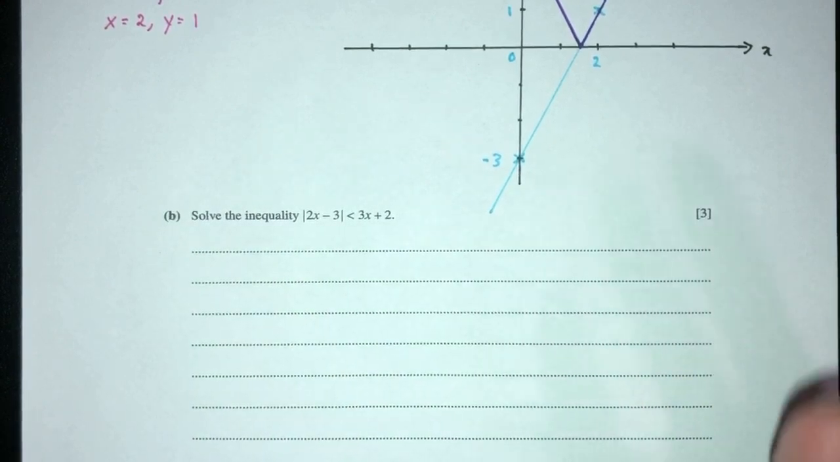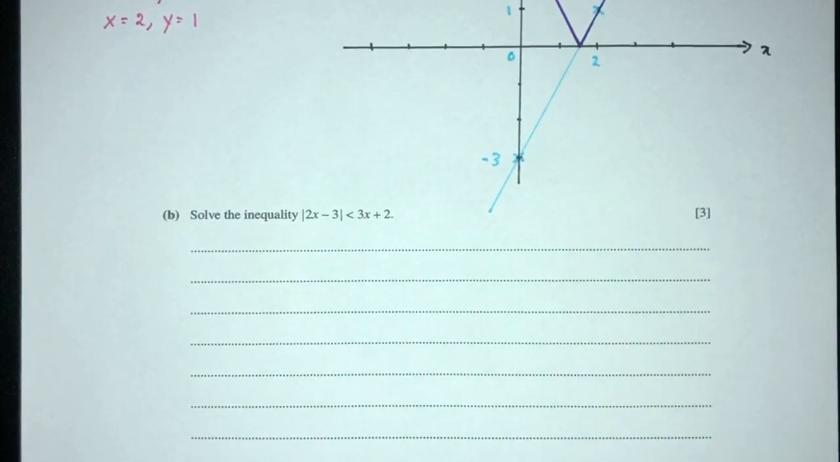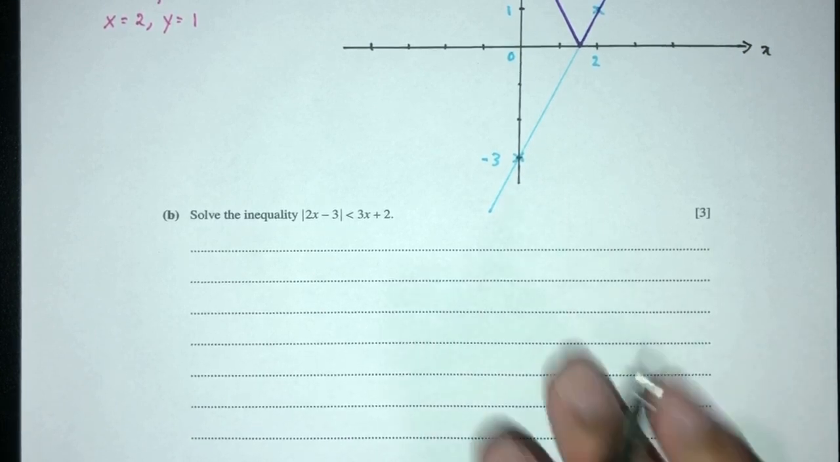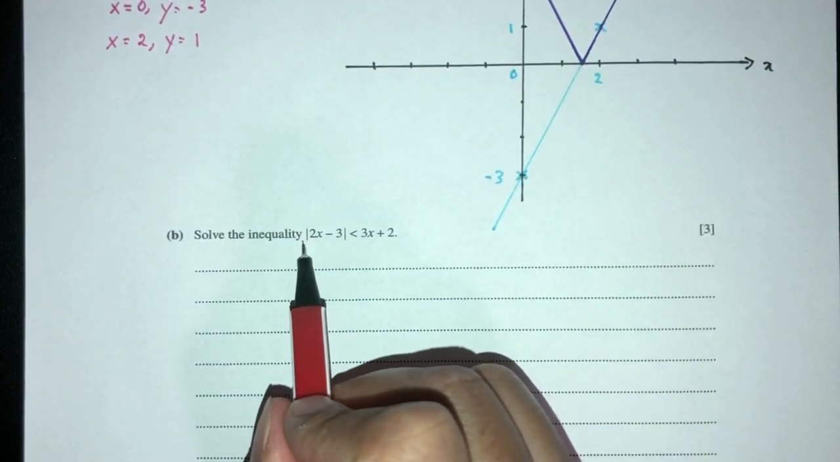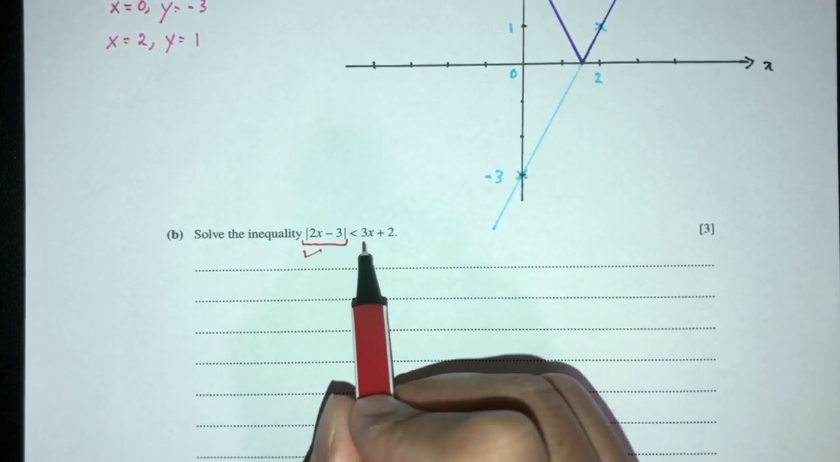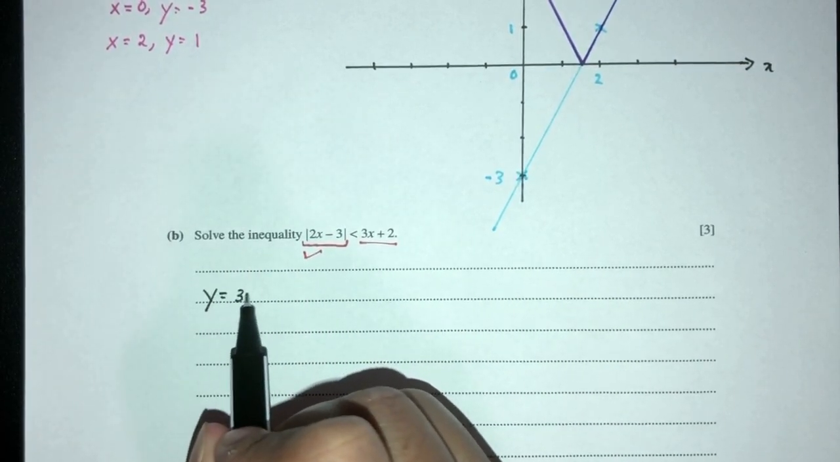Now, the thing is, usually you can solve it by itself. You can square both sides and test the answers eventually. However, here, because we have the graph already, why not just use the graph to help us solve this? Now, we have just sketched this. That is good to go. How about this one? So here we have y equal to 3x plus 2.